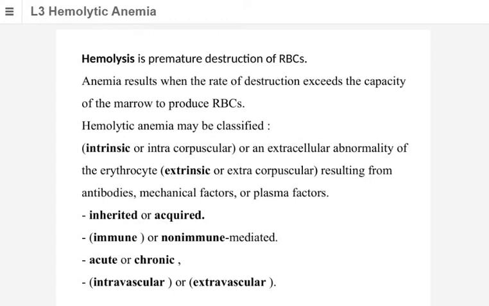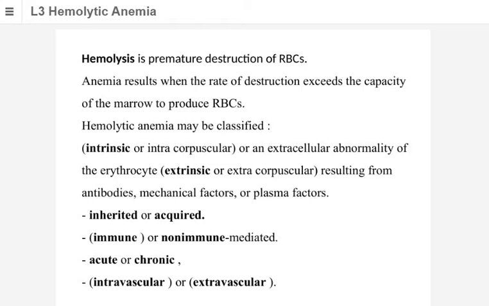What is the meaning of hemolysis? Hemolysis is premature destruction of RBC. As you know, normal RBC is destroyed in the body after around 120 days. But if there is a disorder leading to premature destruction of RBC, we call it hemolytic anemia.